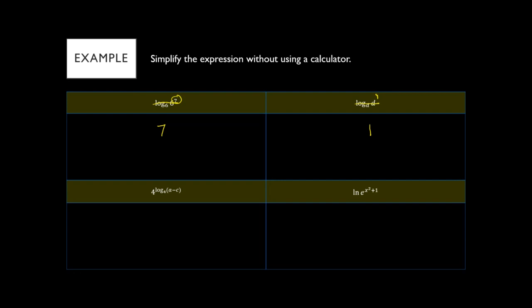Bottom left, we've got 4 to the log base 4 of a minus c. The base on the exponent and the base in the log match, so that cancels out, and you're left with a minus c. Then we've got natural log. That ln is the natural log, that's base e, and that always cancels out with an e, which leaves us with the answer x squared plus 1.